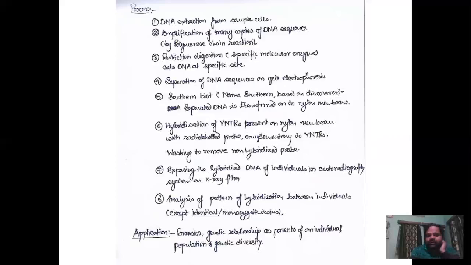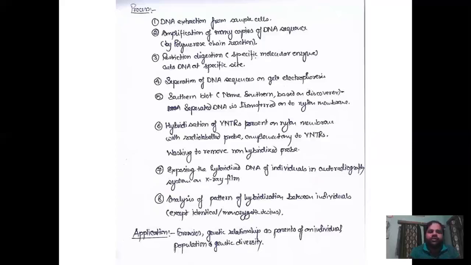And the third step is restriction digestion by utilizing a restriction enzyme. And what is a restriction enzyme? A restriction enzyme is a special molecular scissor which cuts the DNA at a specific site. So we just cut the DNA at a specific point of the samples of the amplified DNA. The fourth step is separation of DNA sequences on gel electrophoresis. So in gel electrophoresis, we run the cut DNA.